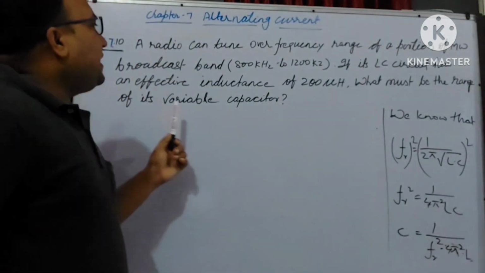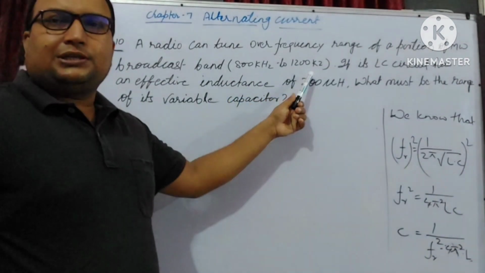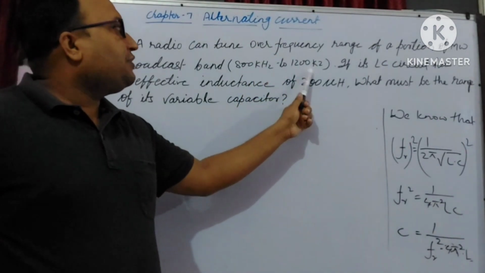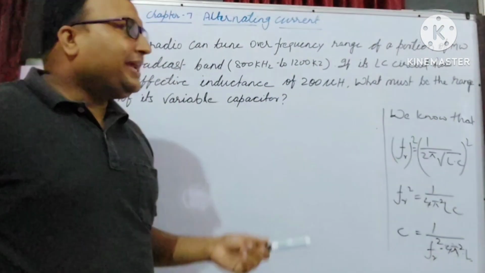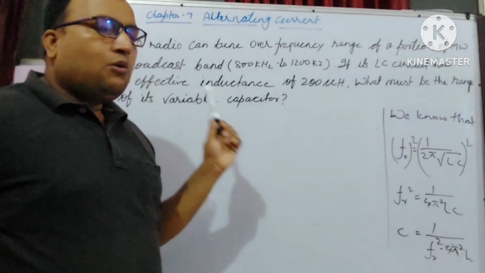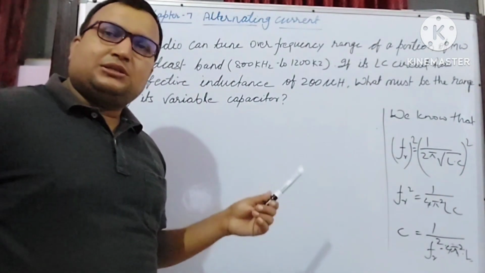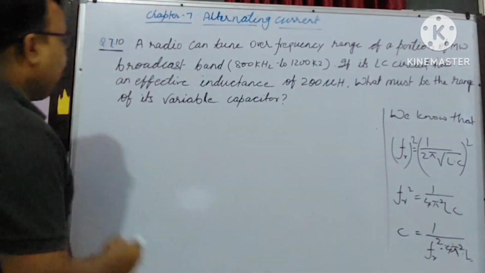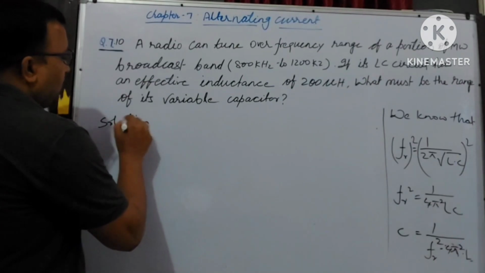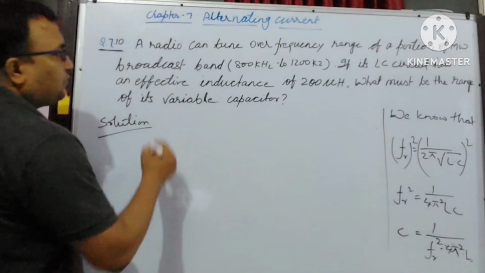But here you are getting two frequencies. Suppose this one is frequency number 1 and this one is frequency number 2. So you will get the variable range of the capacitor, one time C1 and another time C2. So what do you have to do there? Now the solution. What solution do we have to do?